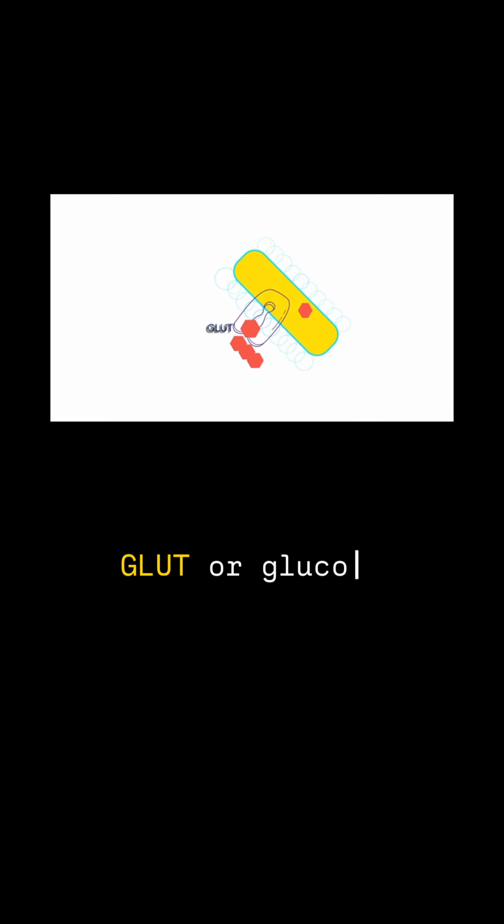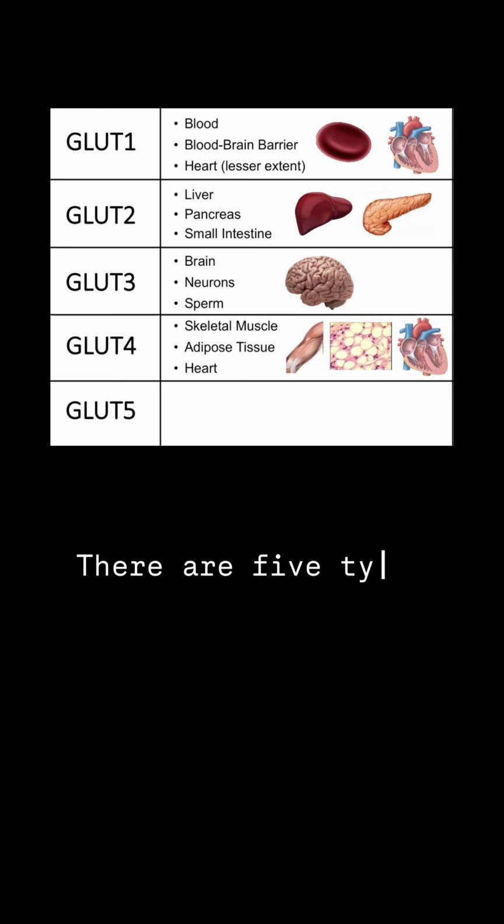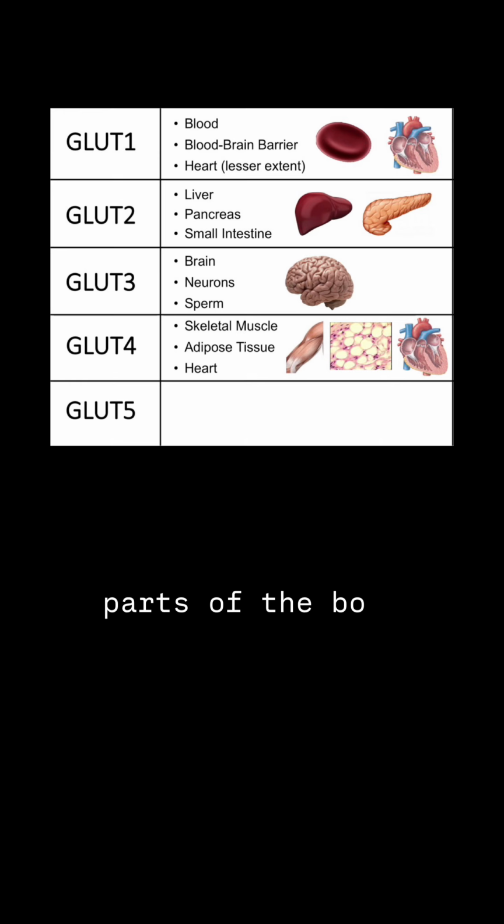GLUTs, or glucose transporters, are channels which facilitate facilitative diffusion. There are 5 types of GLUT which have different functions in different parts of the body. Let us learn in a very simplified way.